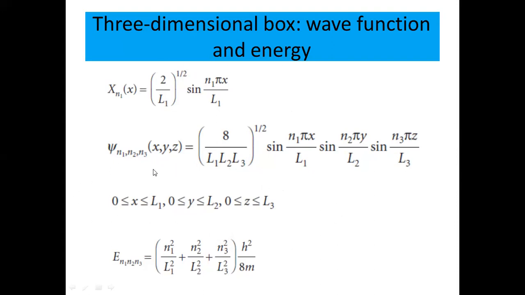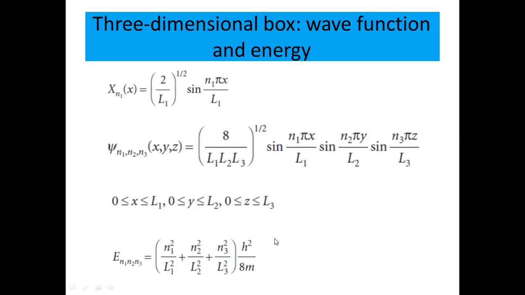The limits will remain the same. Along the x-axis, this would be less than L1 and greater than 0. Similarly, along the y-axis, this would be less than L2 and greater than 0, and the z-axis would also be less than L3 and greater than 0. That means the particle should be confined within the box, and that would be the total wave function of the particle moving along the three axes.